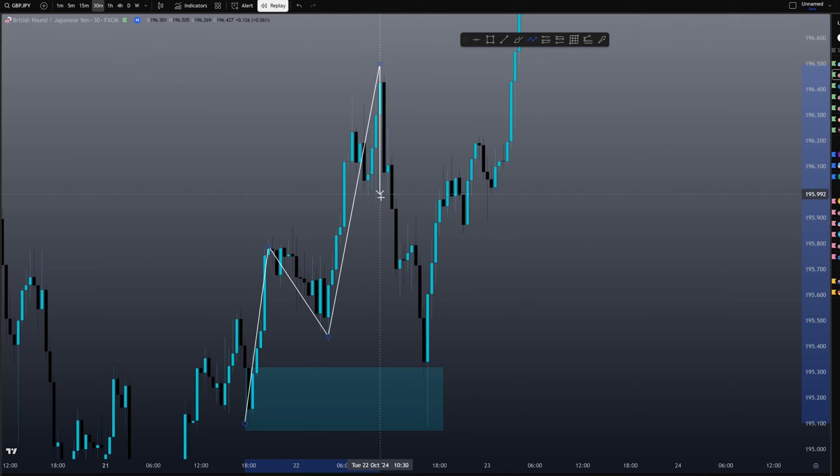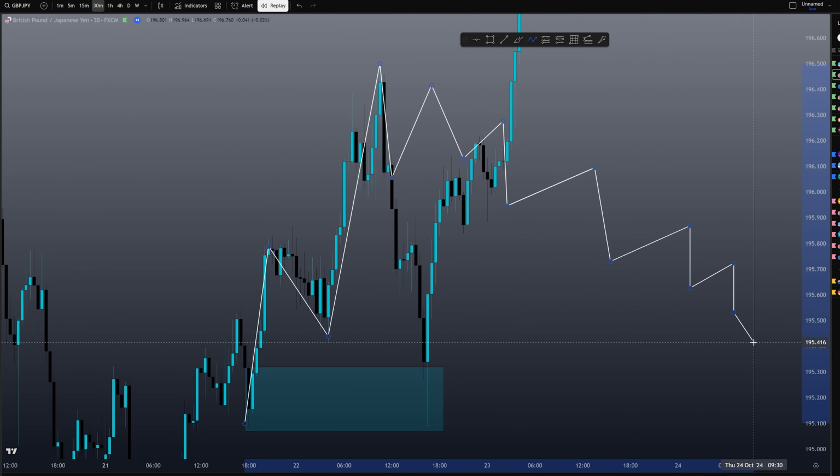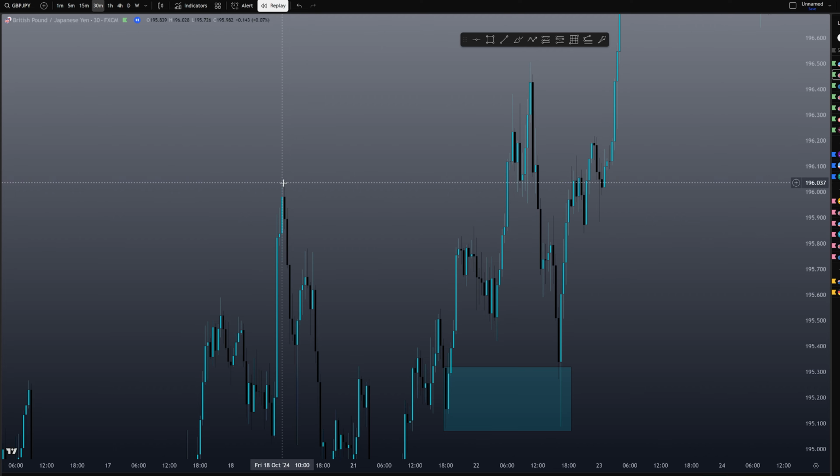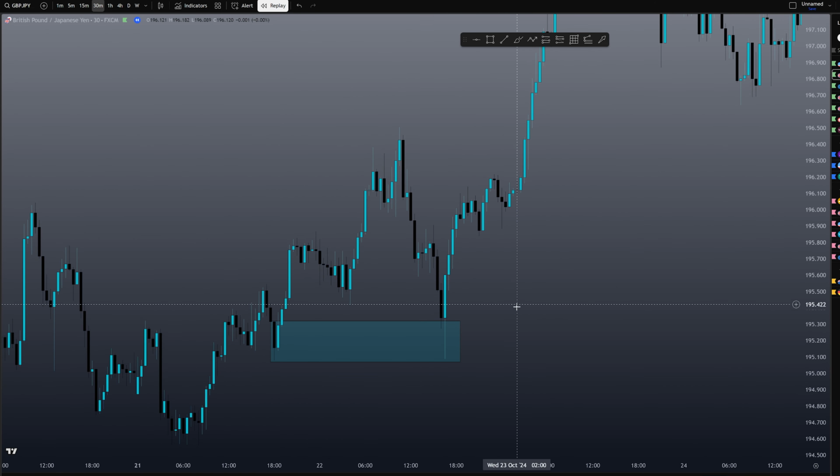After all that has happened, you need a directional move to your demand zone. Not a move like this, very choppy, slowly coming to your demand zone, and then like that. So this is an A plus setup. It took out this high also, so very much bullish potential.